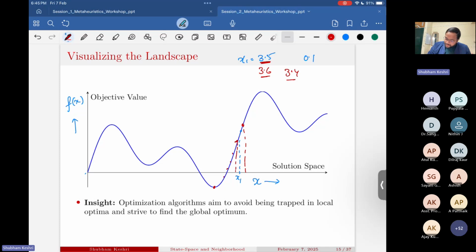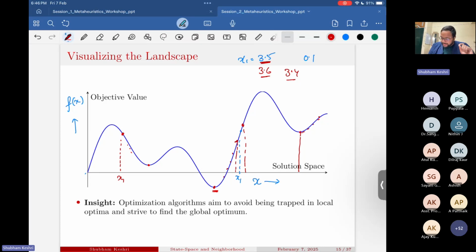Similarly, if your initial solution is over here, you will come to this point and you will not be able to reach the global optimum. Or suppose you start from here, you will come over here and then you will be stuck. But that is not what I'm pointing out.